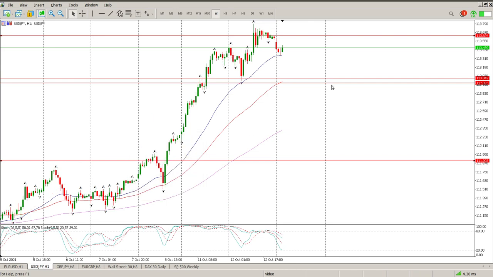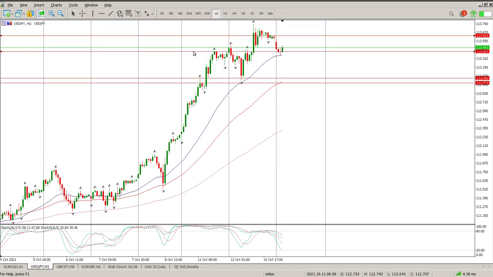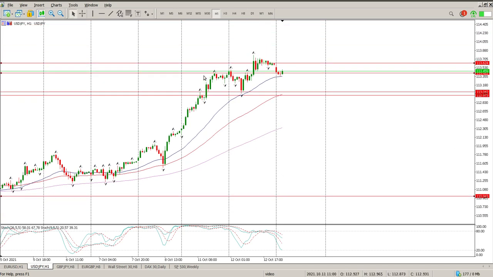For me, we're looking for structure. The first bit of structure that we do have is right up here. So we came back onto this level that I gave you yesterday. I said to you this is probably the most decent place to get long again, and that's exactly what happened. So straight into the measured move, and then we just basically went sideways.